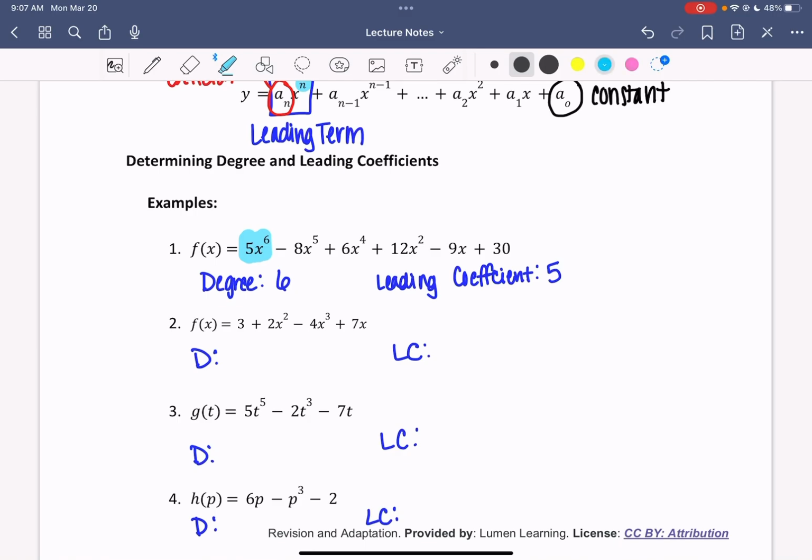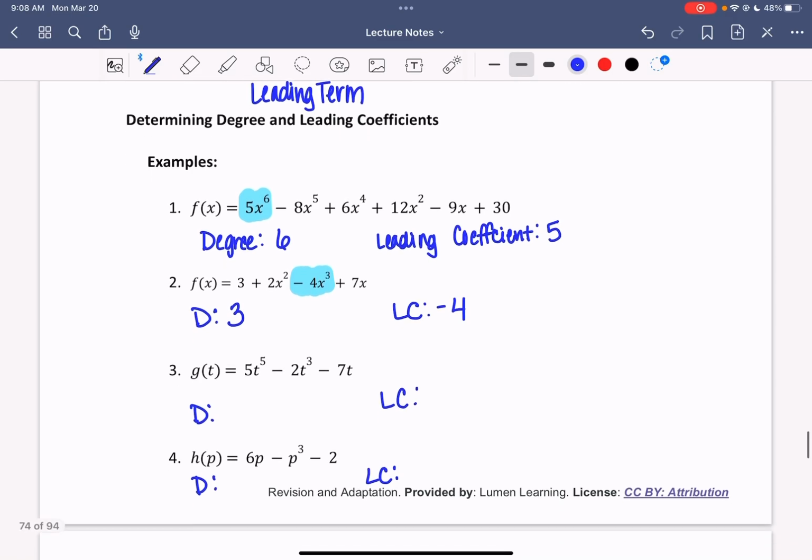Let's go to the next one. Really quick. The next one, you look throughout the whole problem and you find the exponent. So no exponent, squared, cubed, 1st power, and then I'm going to take the largest one. And this right here is my leading term. Its highest exponent is a 3, so that's my degree. My leading coefficient is -4.